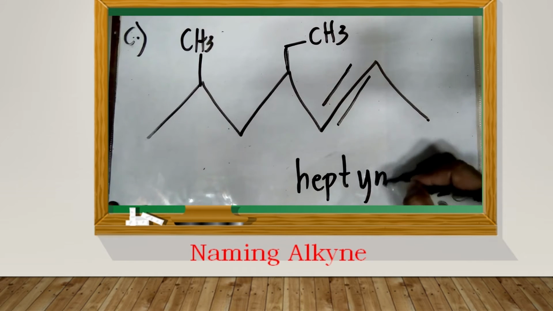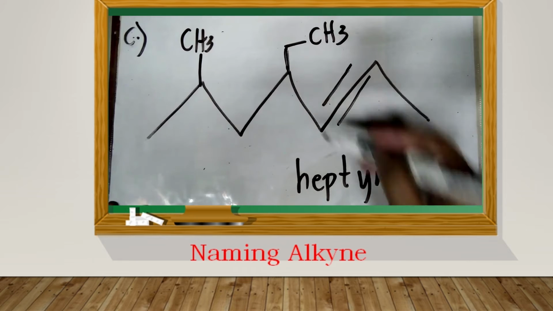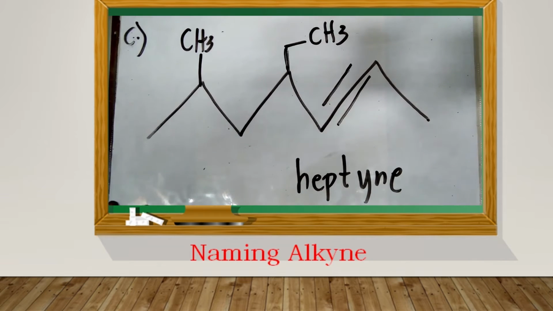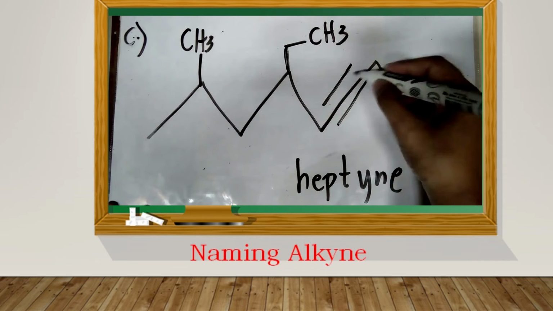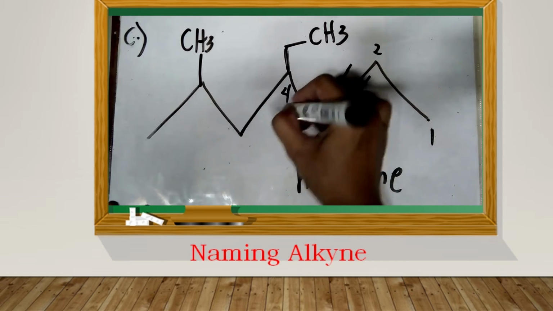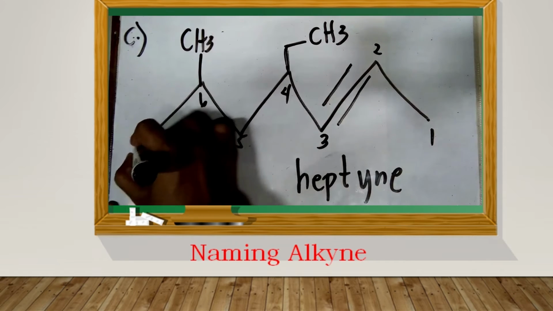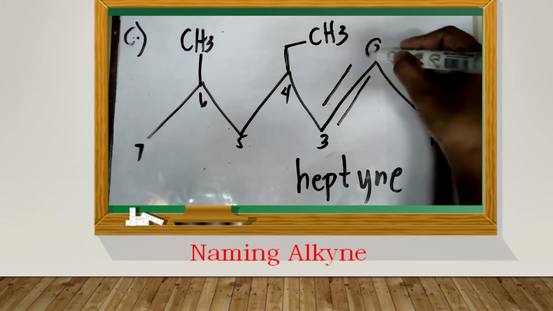And then the yne of an alkyne. So look for the triple bond. So doon tayo magsisimula sa carbon na pinakamalapit sa triple bond. So we have 1, 2, 3, 4, 5, 6, and 7. So the end point or the starting point of a triple bond, dito po nagsimula sa second carbon atom.